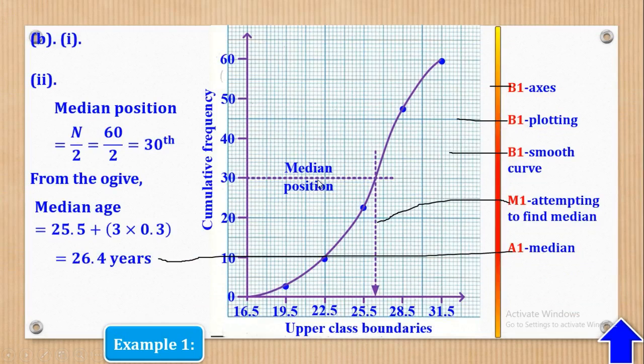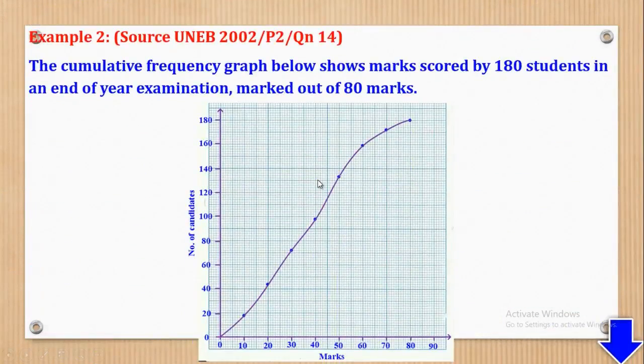So let's go to the next example. Example 2 came from UNEB 2002 paper 2 question 14, and it says the cumulative frequency graph below shows marks scored by 180 students in an end of year examination marked out of 80 marks. So this is the cumulative frequency curve. Horizontally are the marks, and vertically is the number of candidates.